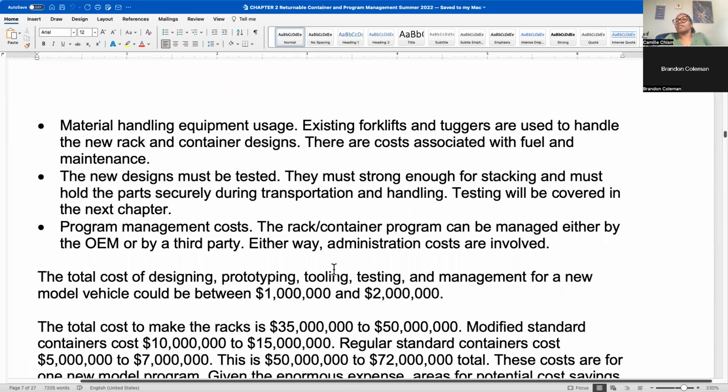And then this talks about program management costs for rack programs, managed either by the OEM or a third party. When I worked for an OEM, it was a strange setup, because we were part of the OEM, but we supplied to the OEM. So we were tier 1 for the assembly plant. Even though we were part of the OEM company, if we had been a different company, we would have been a tier 1.